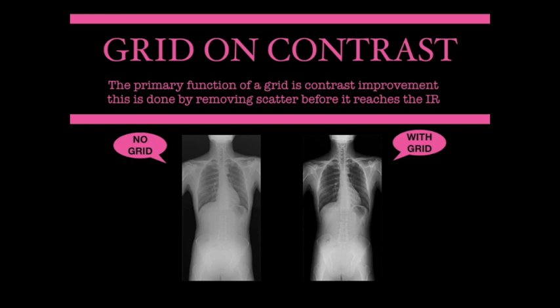The primary function of a grid is contrast improvement. This is done by removing scatter before it reaches the IR. Below, I have two examples of an image, one representing with no grid, one representing with the grid. Wouldn't you say it's pretty obvious there's a difference?